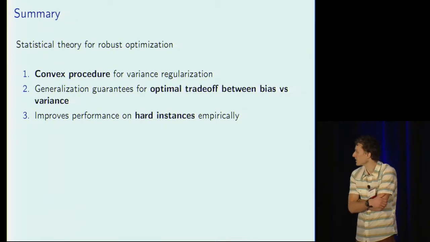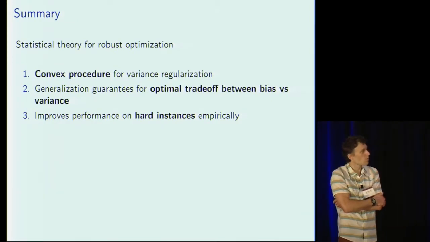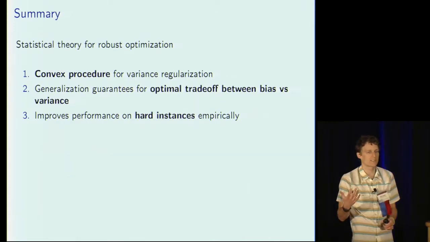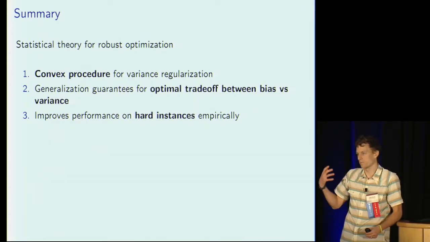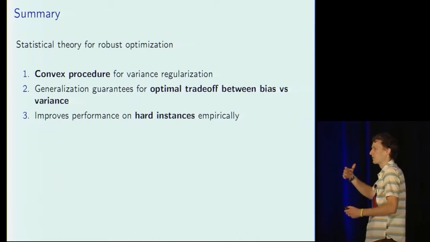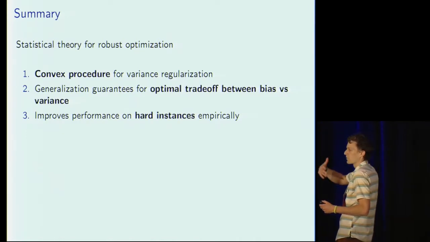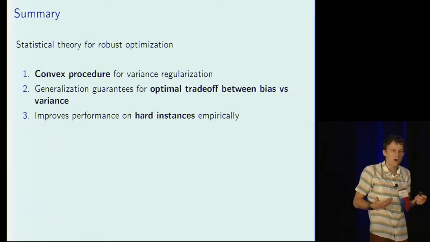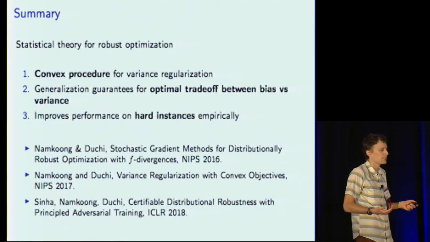So let me just conclude here. What we're trying to develop are procedures that leverage convex optimization so that we can actually solve them, certifiably solve them, give certificates that trade off optimally between some notion of robustness or variability in our predictions and performance. And empirically, we often get a lot better performance on difficult instances.